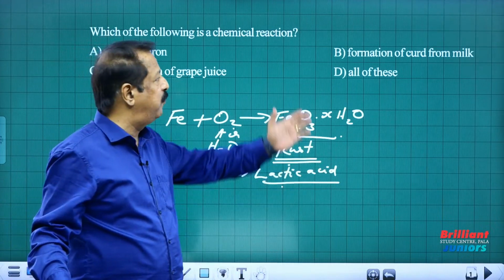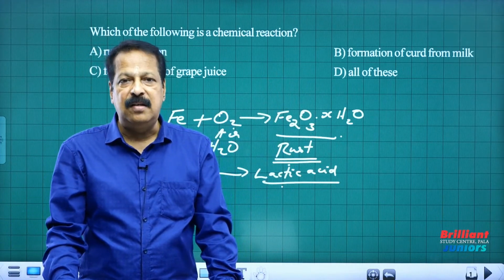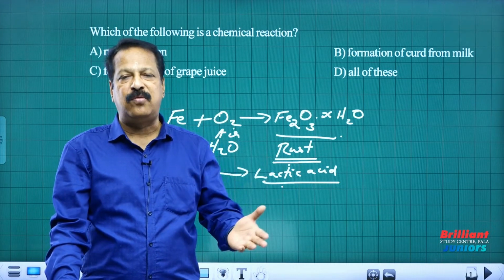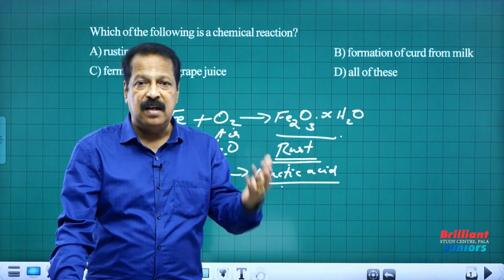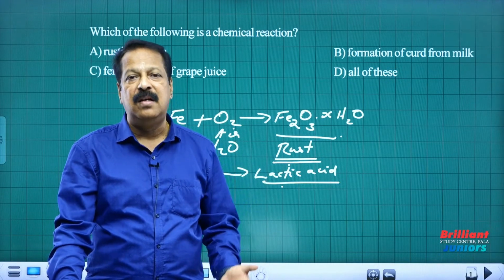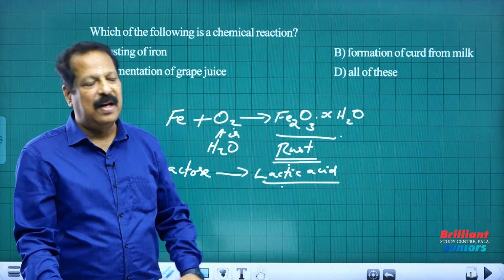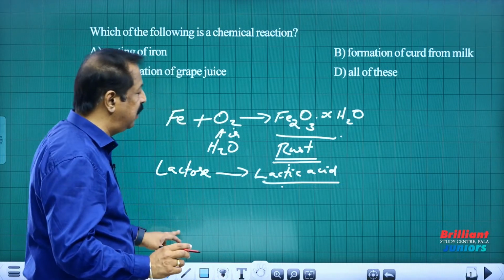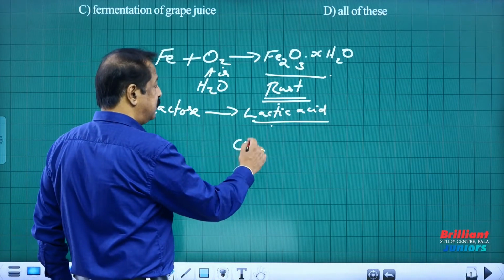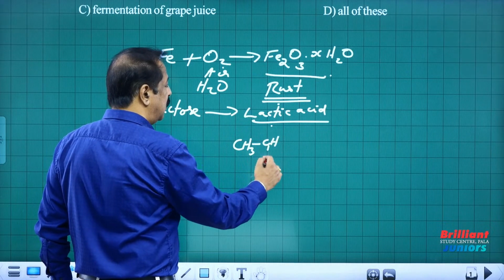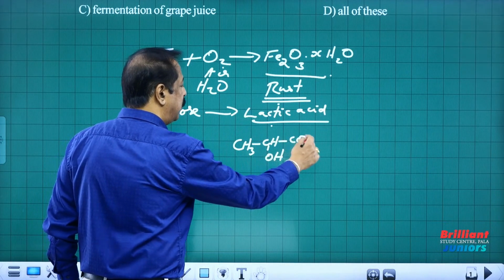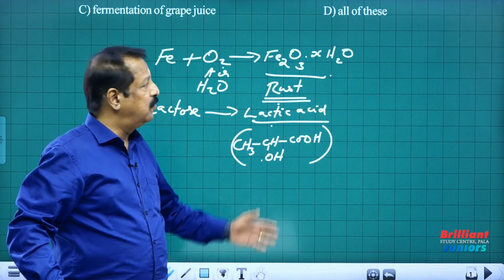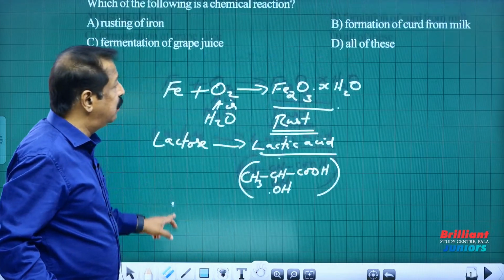For fermentation, for formation of curd from milk, we have to keep the milk in the air because of the action of bacteria. Lactose, the sugar present in the milk, gets converted into lactic acid. So lactic acid is a carboxylic acid. The formula of lactic acid is CH3CH(OH)COOH. So this is lactic acid. This is a carboxylic acid containing a hydroxyl group. So it is another example of a chemical reaction.